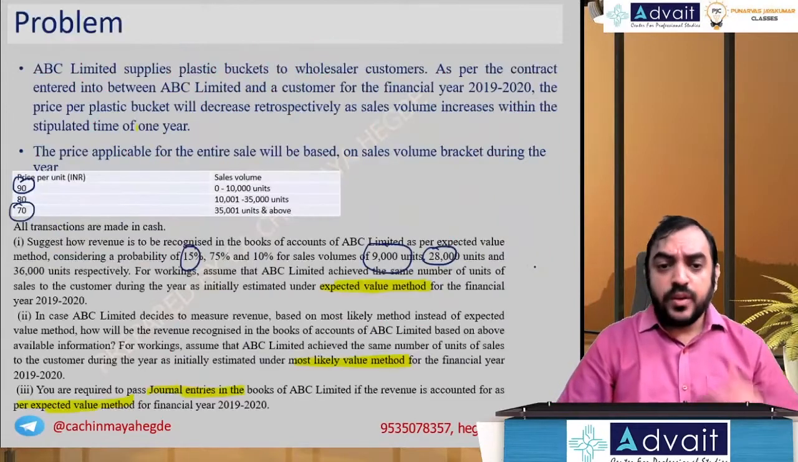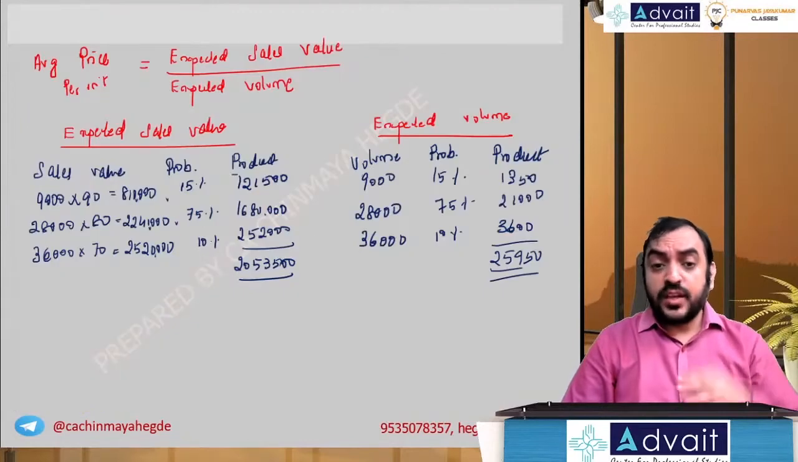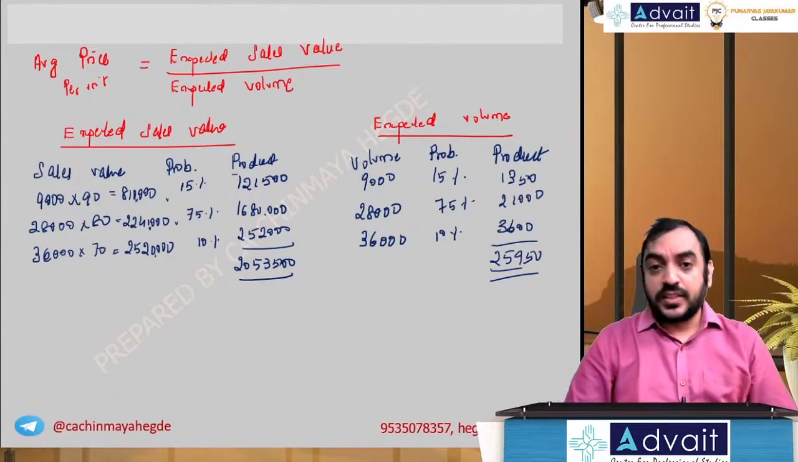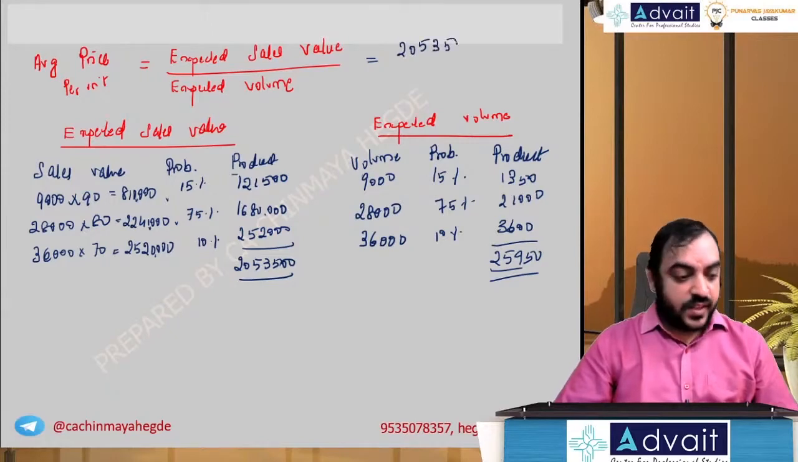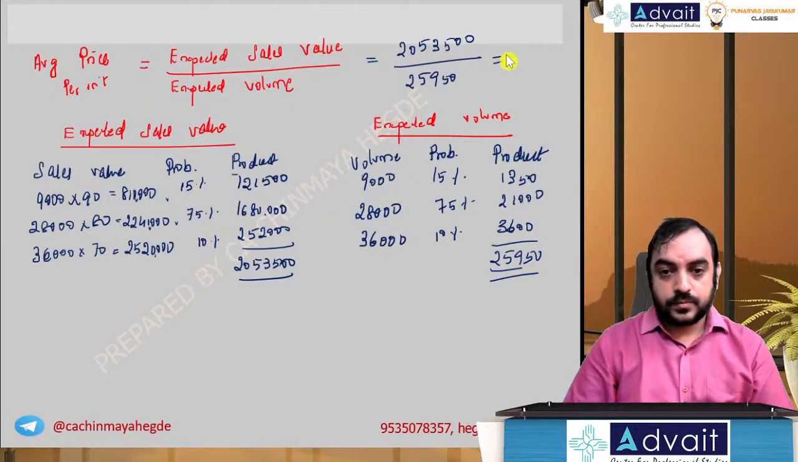Some people also think like this: 25,950 is the expected value, and 25,950 falls in the second bracket, so 80 rupees is the price. No, don't do it like that. If you do that directly, you are completely ignoring the expected sales value method. So don't just go by, oh, expected volume is this, so price per unit is this. You have to follow this approach. So what is going to be the price per unit? 20 lakh 53,500 divided by 25,950 is 79.13.